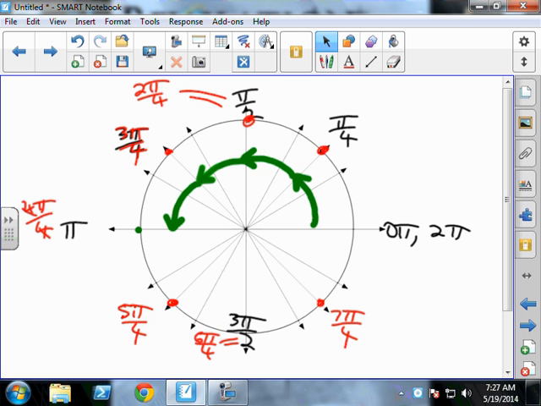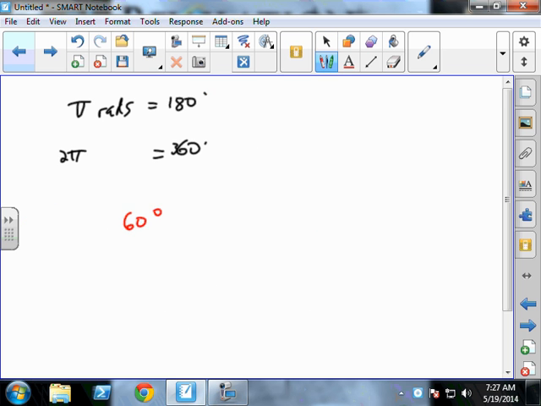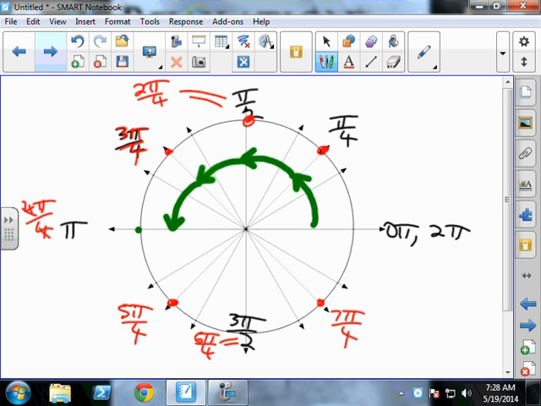So 60 degrees. We kind of saw this one, I think, in the homework the other day. 60 degrees would be, let's see, 180 divided by 3 is 60. So it's pi over 3. Okay. So again, with this clocking idea, let's clock 60 degrees.